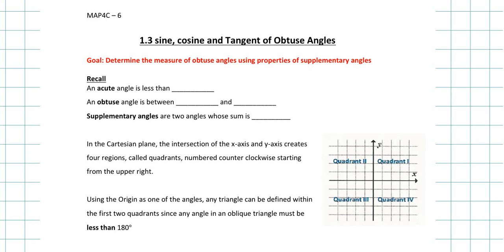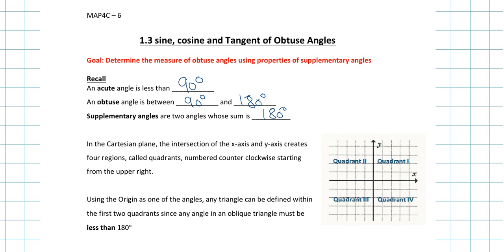Okay? So let's just recall an acute angle is less than 90 and obtuse is between 90 and 180. And then supplementary angles are two angles that add up to 180. Good.